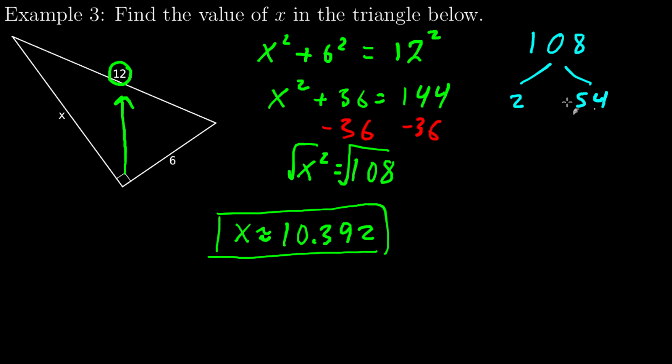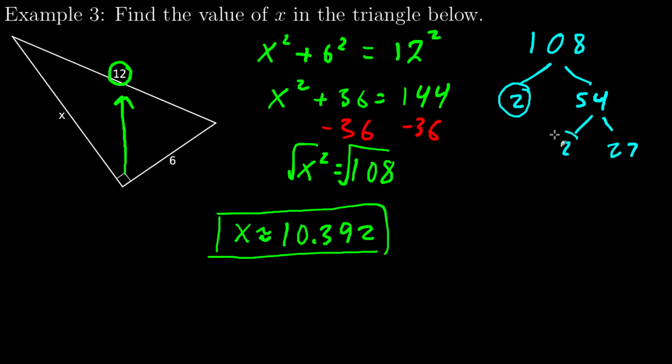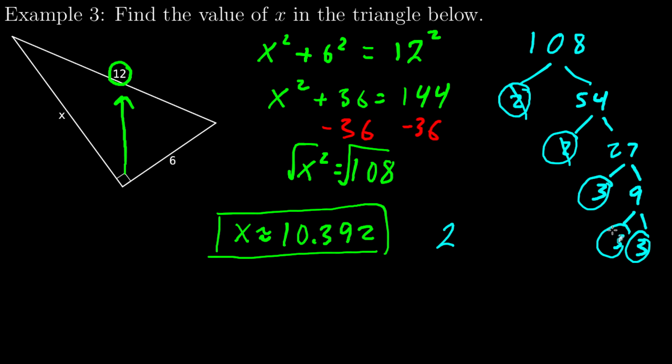And let's just say that you're still not seeing any good answers, good choices, but 54 is still even. So I can take another 2 out, and I can see, when I divide by 2 again, I get 27. And now we're into some nice numbers. 27 is not even, but I know that 3 goes into it, so that's going to be 3 times 9. And 9 breaks down to 3 times 3. And I notice that I have a pair of 2's, a pair of 3's, but 1 3 left over at the end, so my exact answer is 6 root 3.